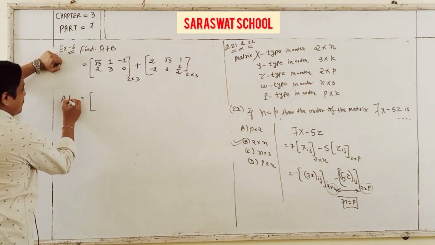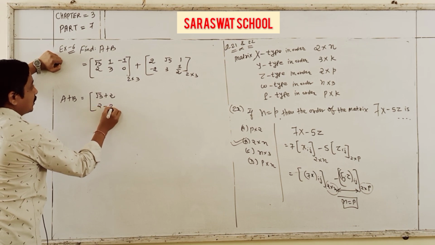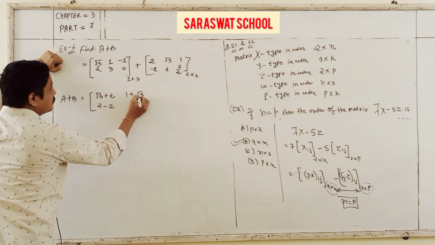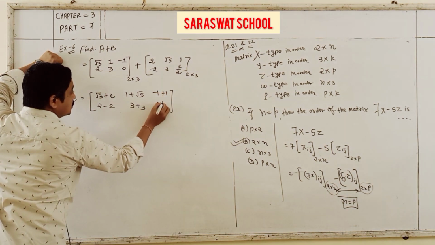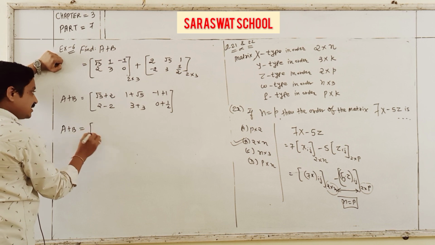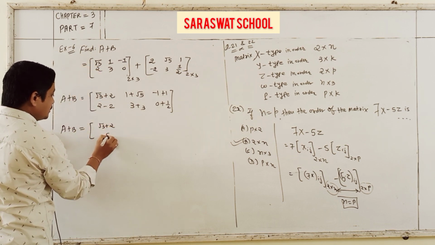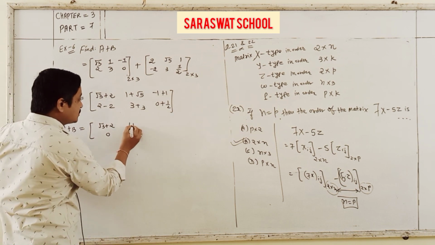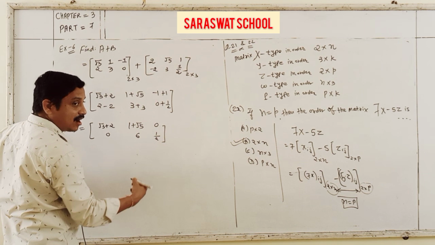A plus B, which is root 3 plus 2, 2 minus 2, 1 plus root 5, 3 plus 3, minus 1 plus 1, 0 plus half. So your answer is ready for that. Root 3 plus 2 same, 0, 1 plus root 5 same, 6, 0 and half.